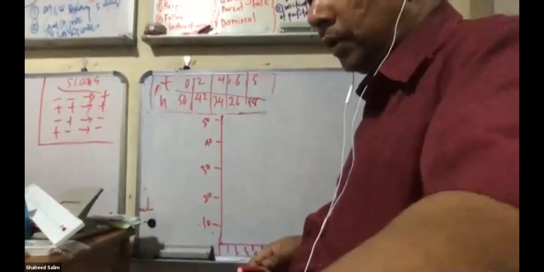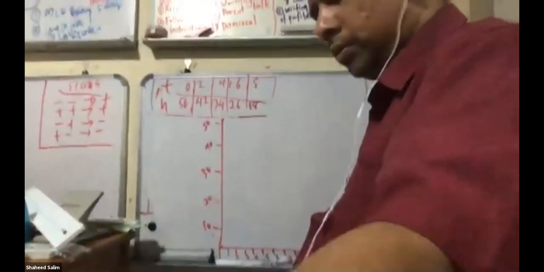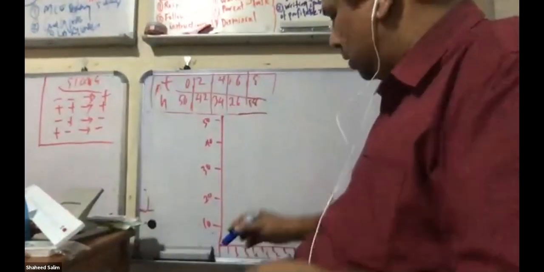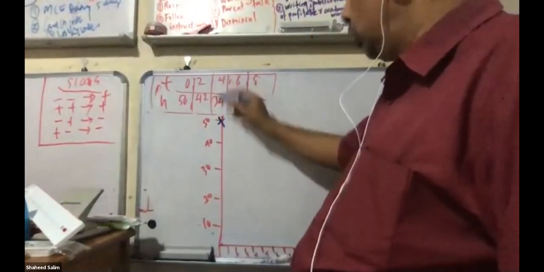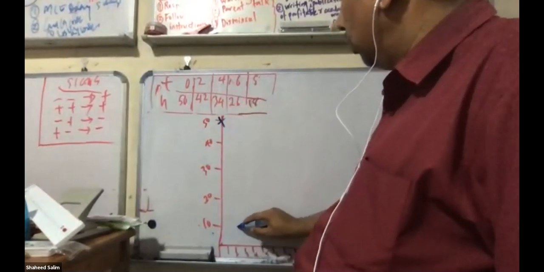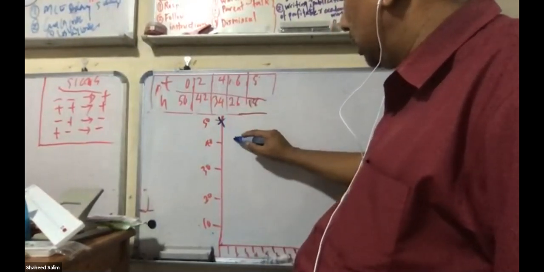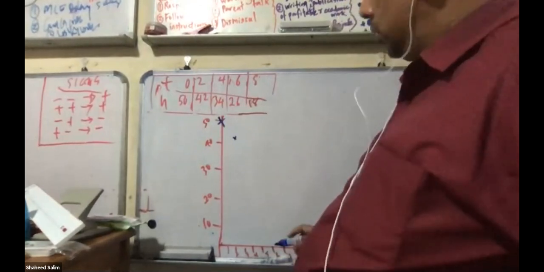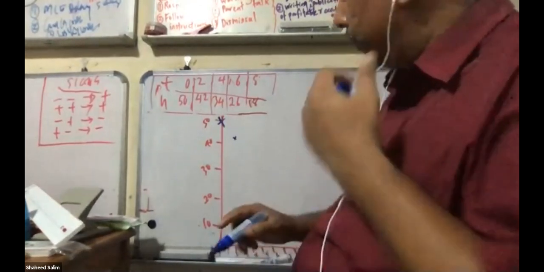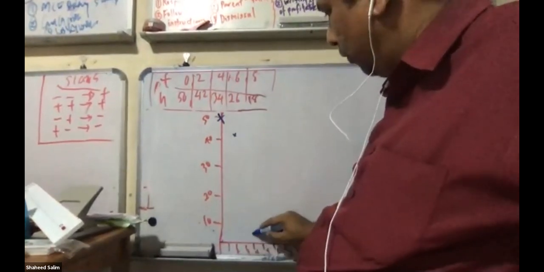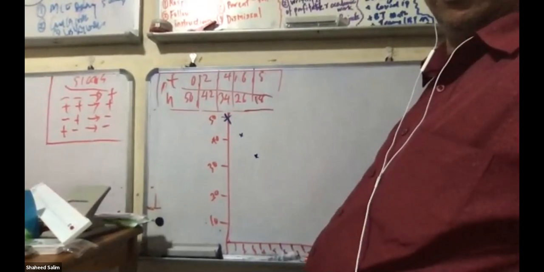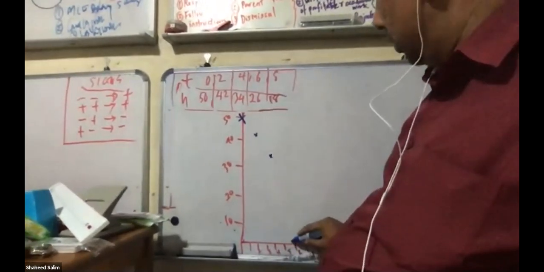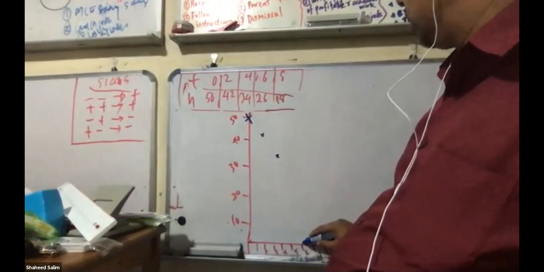So 0 is 50. 0, 50. You mark down here 0, 50. Next one, 2, which is down here, go up to 42, somewhere here. So I do not know what you're doing, Shafi. Next one is 4, 34, somewhere here. You see? Then 6, 26.